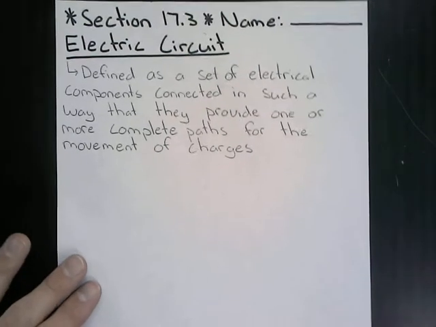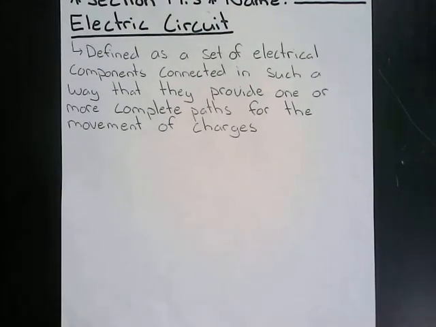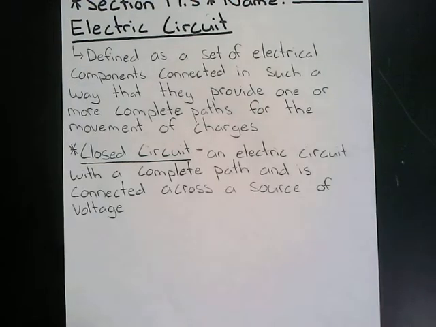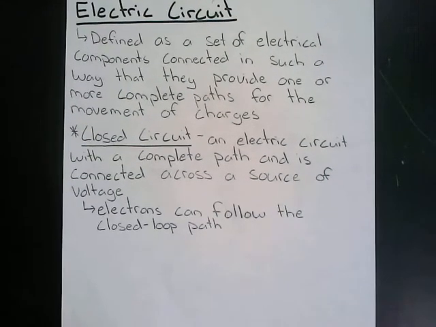Now, with electric circuits, we need to be aware of two main types of circuits, one of which is a closed circuit. A closed circuit is an electric circuit with a complete path and is connected across a source of voltage. What's important to remember with a closed circuit is that electrons can flow in this closed loop path. And if electrons can flow in this closed loop, that means this closed circuit is going to allow charges to move and a current to be had in the circuit.